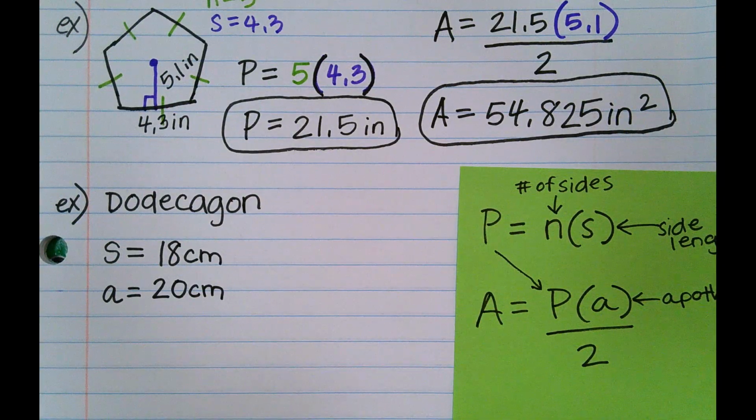I want to find the perimeter and area of a dodecagon with a side length of 18 centimeters and an apothem of 20 centimeters. Feels like they can do this. Maybe you can guide us through this specific one. Give you guys time to figure it out. Just jump in when you think you're ready.